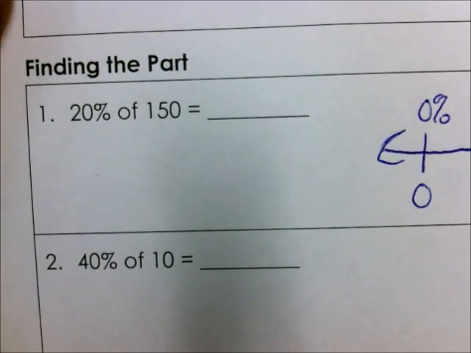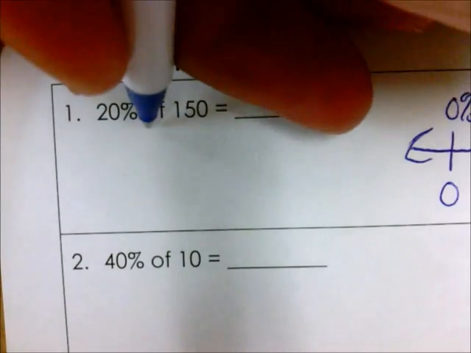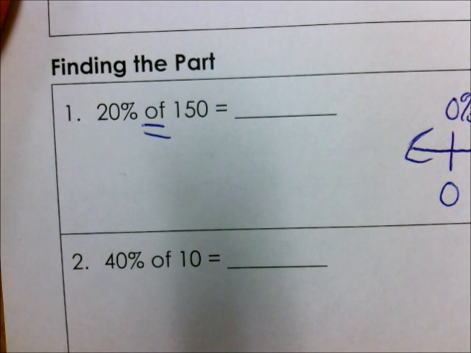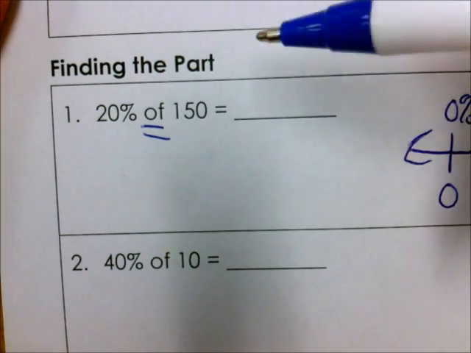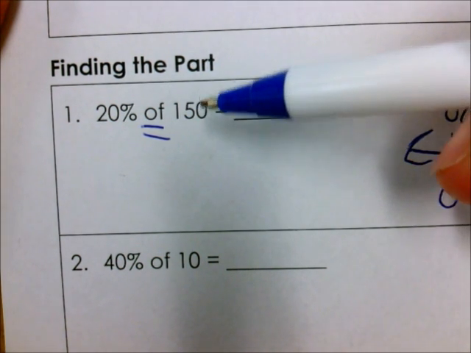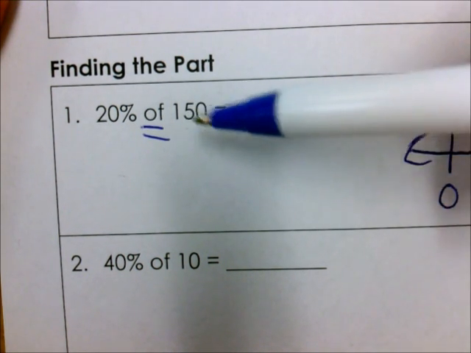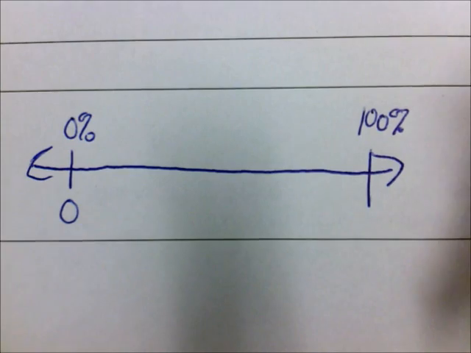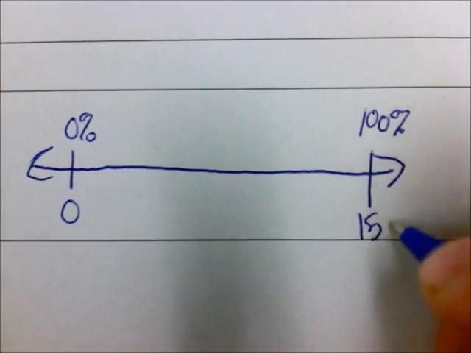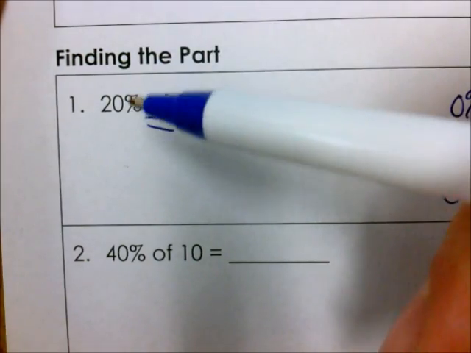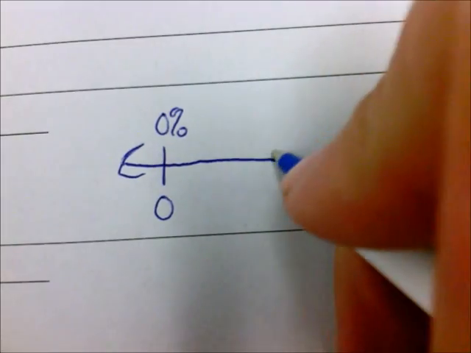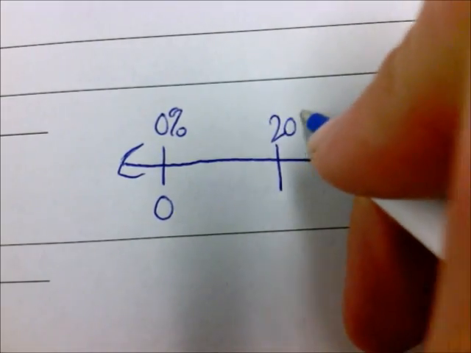Alright, I want to figure out the 100%. Well, we learned in class a key word, the word of. Whenever I see the word of, the very next thing following it is my 100%. 20% of 150. So 150 is my 100%. Alright, I want to figure out 20%. So I go back here, I'm going to put 20% on there.